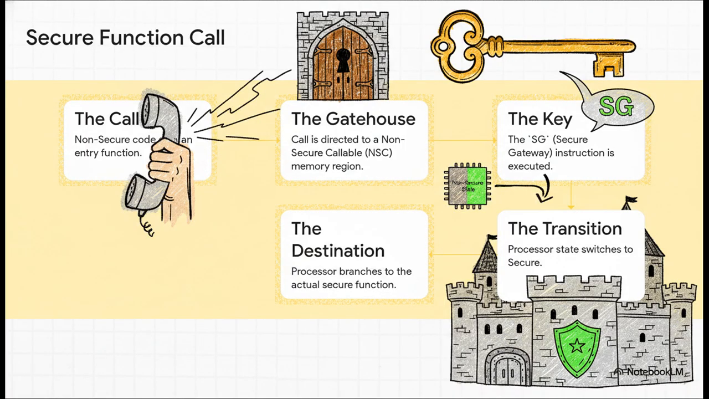Check it out. First, your non-secure code needs to call for help. But remember, it can't just shout over the wall. The call gets sent to one of those special NSC gatehouse areas we talked about. And sitting in that gatehouse is a special instruction, SG, which stands for Secure Gateway. Executing that SG instruction, well, that's like saying the secret password. The processor instantly switches into the secure state, and only then can it actually go into the fortress and run the secure code. It's basically a perfect digital airlock.